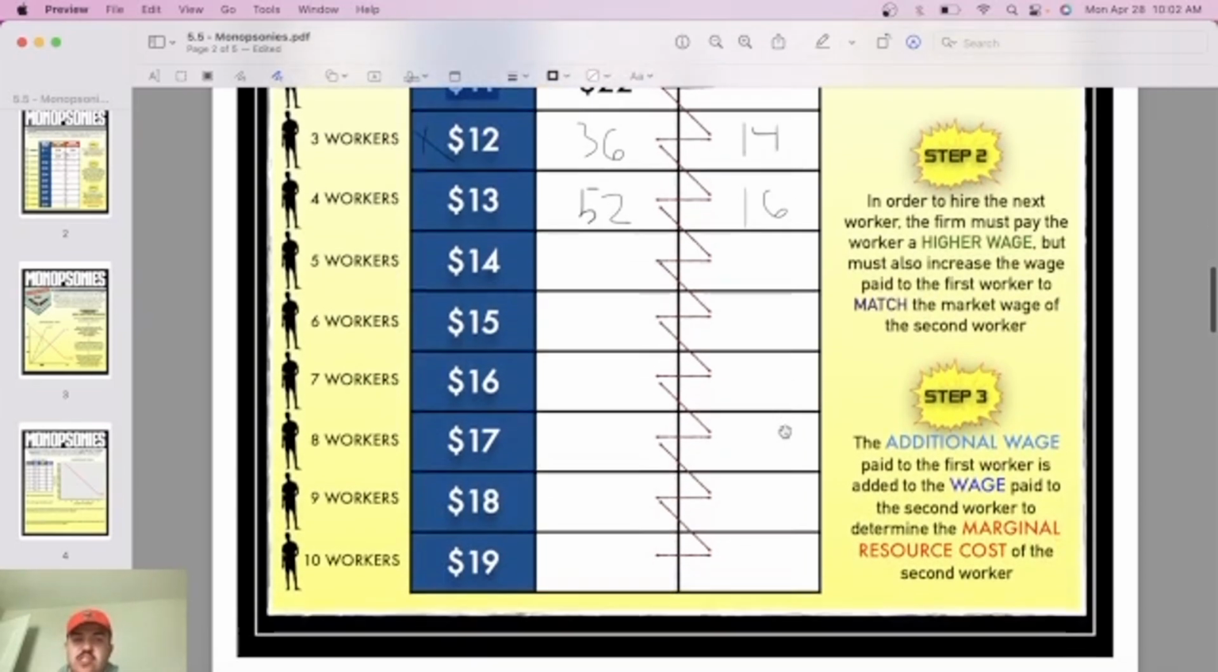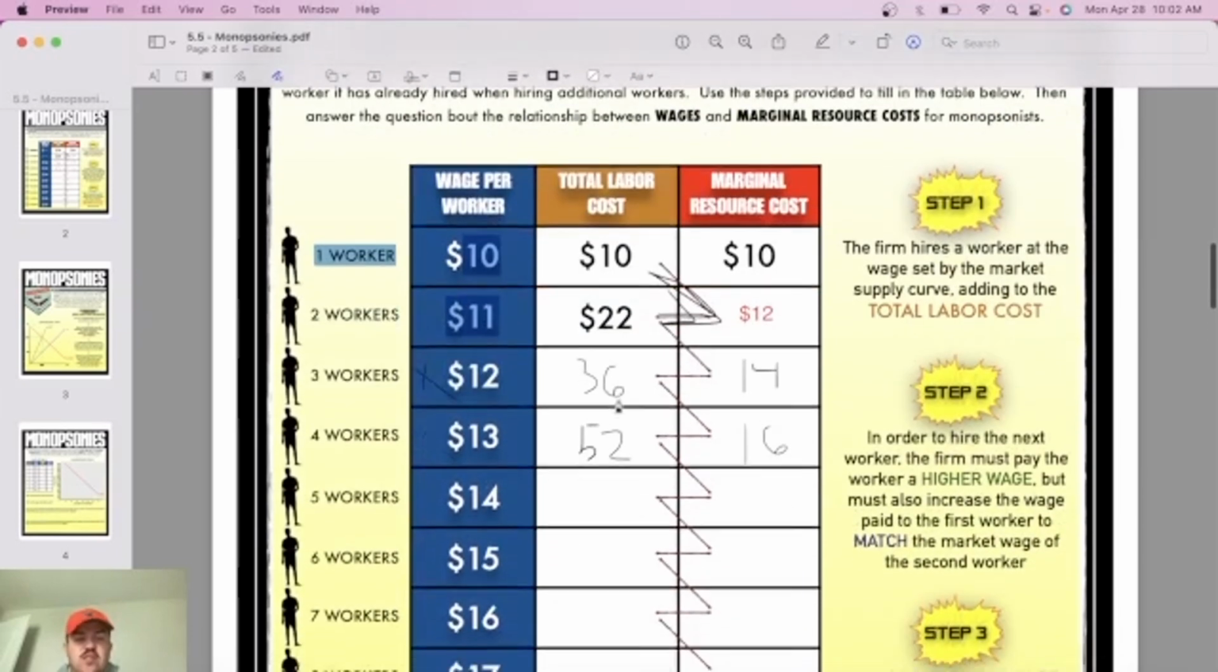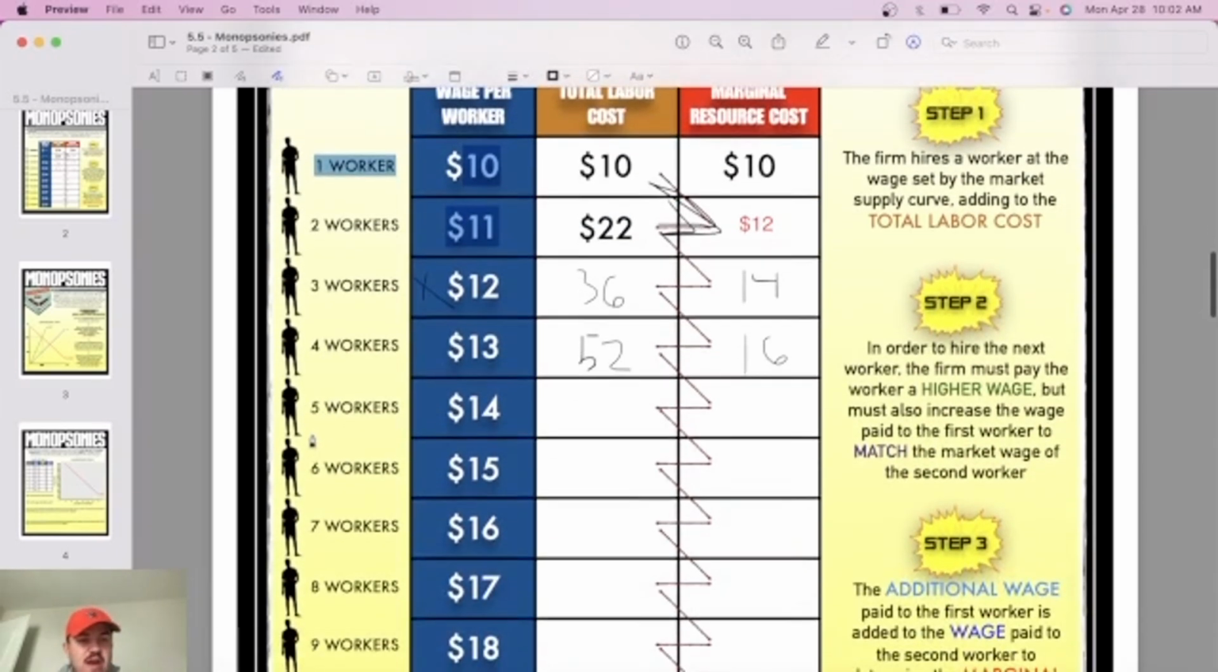So you're going to notice that this just increases by 2 the whole way, and this one, you've got to multiply 5 times 14, 6 times 15, 7 times 16, and so on and so forth. Because what we're ultimately seeing is that when you want to hire the next worker, you have to raise the wage of all the other workers to what that guy is making, okay?